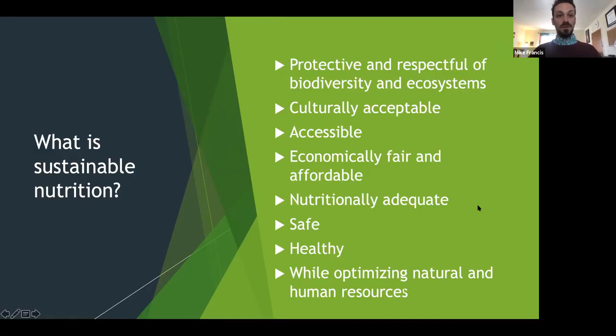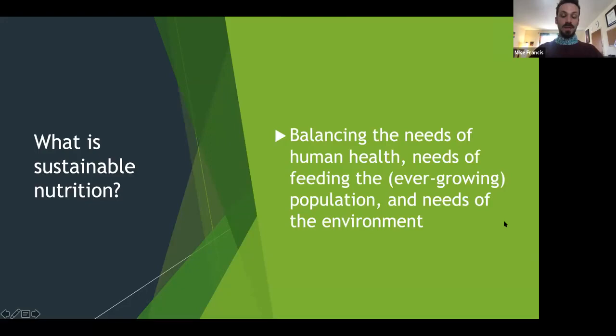In other words, we want to balance the needs of human health, the needs of feeding the population, but also the needs of the environment, because if we have a food system that destroys the environment, then it's going to work in the short term, but not the long term.